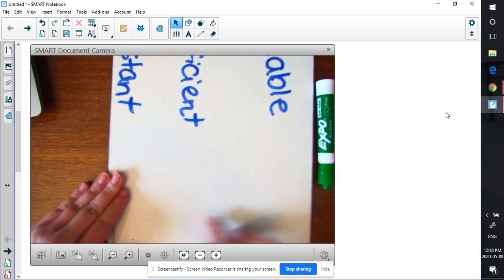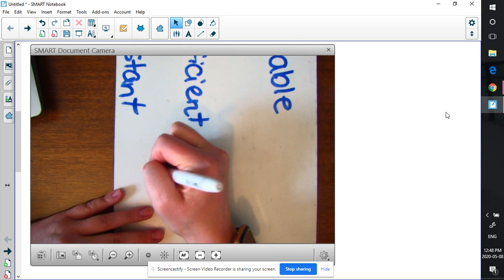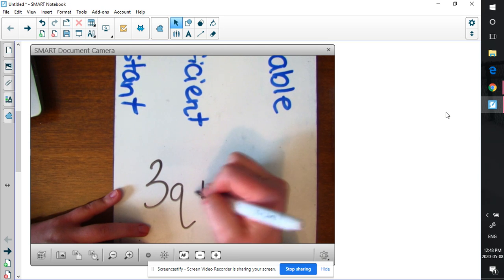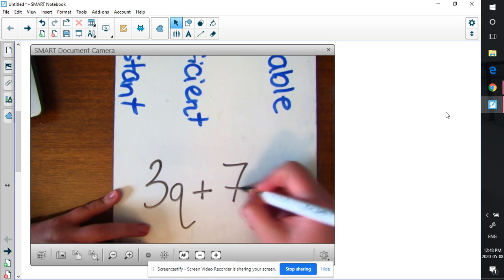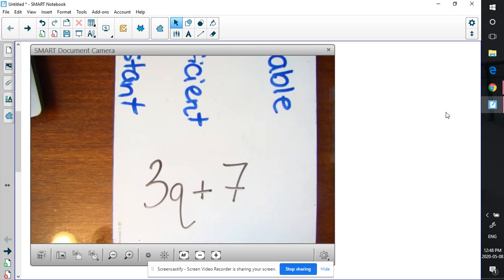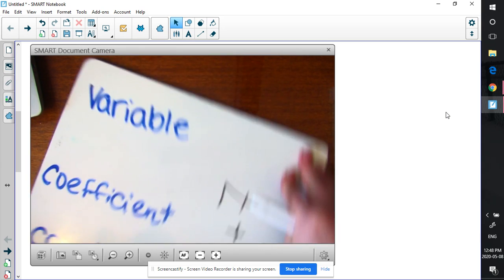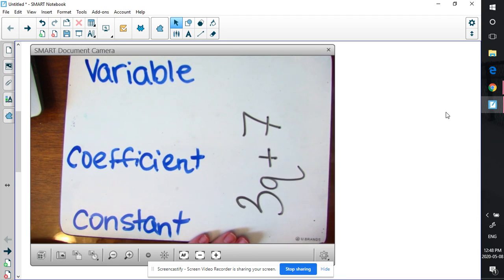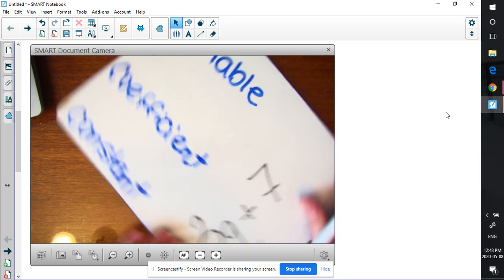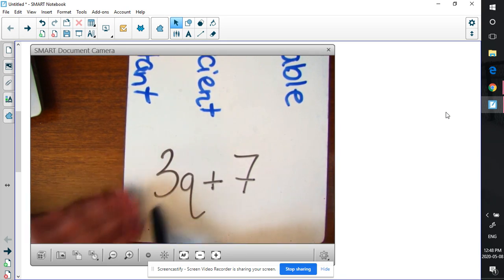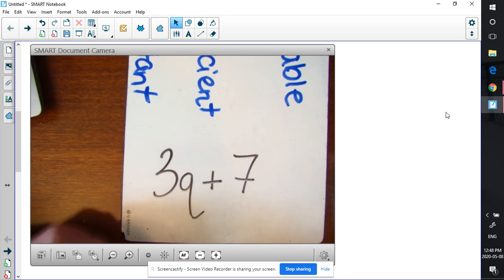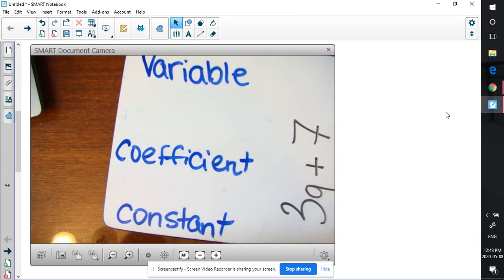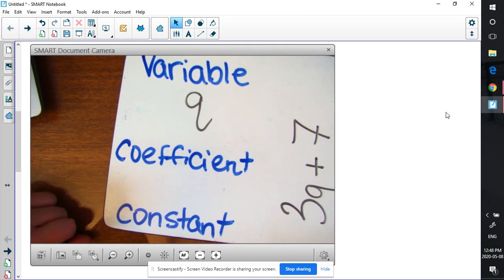So I'm going to write an expression. I'm going to make it 3q plus 7. That's my expression. Within an expression, there is always a variable, a coefficient, and a constant. A variable, which you guys already know, is the letter. Looking at my expression, the letter is Q. So if I were to ask you what is the variable in this expression, you would put Q.